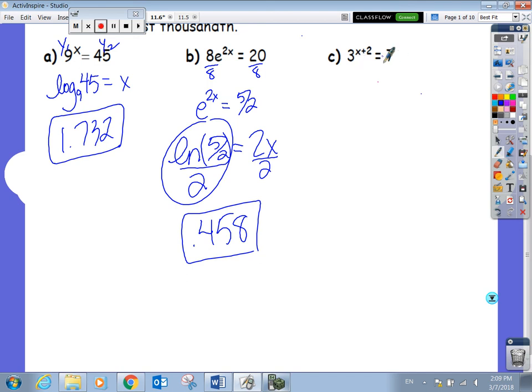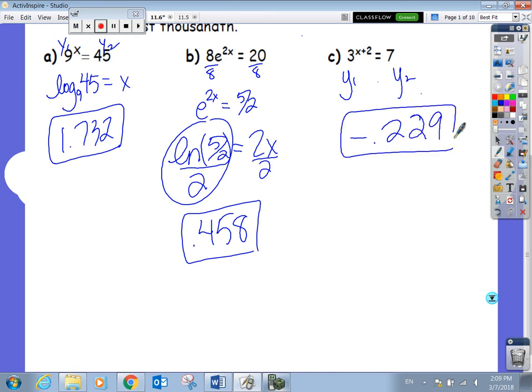All right, here, 3 and 7. Again, this is a calculator problem because 3 and 7 have nothing in common, so I'd put this into y1, y2, and then see where they intersect, and you should get negative 0.229. If you're not getting those answers, when we're done, let me see what you're typing in so that I can try to help fix whatever mistake you are making.